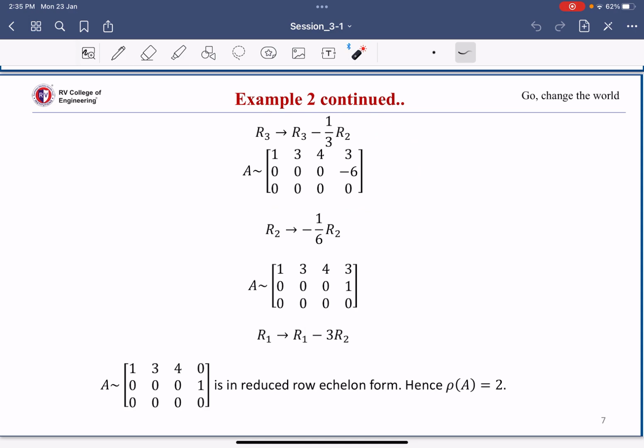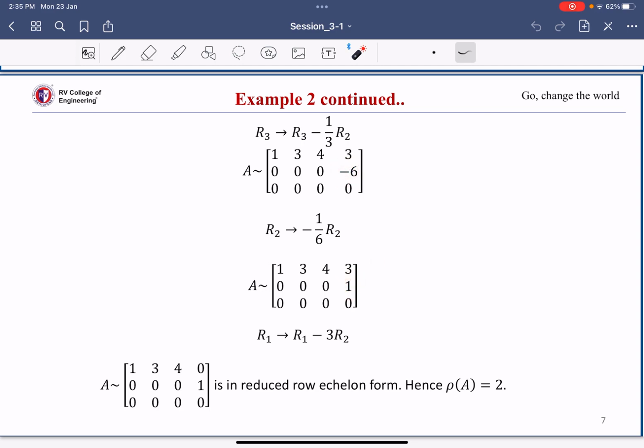And in RREF, the leading entry in each row must be unity, that is 1. So the leading entry in the first row is 1, that's not a problem. But the leading entry in the second row is -6. So this -6 must be changed to 1 by dividing it by the same element. So when I divide -6 by -6, I'll get 1. So -6 is in the second row, so I'll apply the transformation R2 transforming to -1/6 times of R2. So this -6 has now become plus 1.